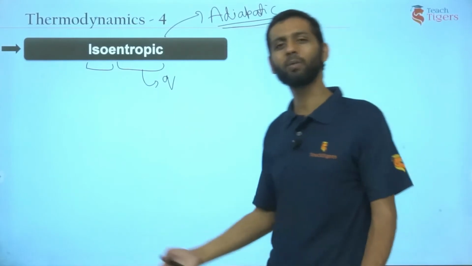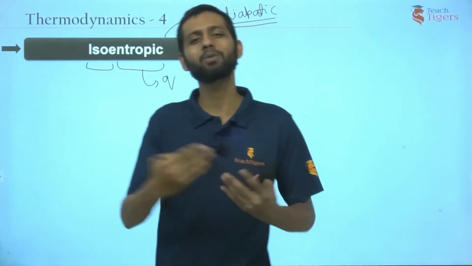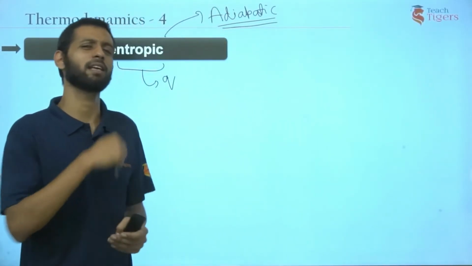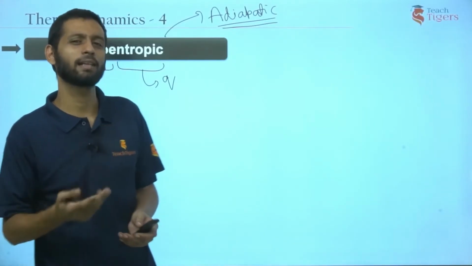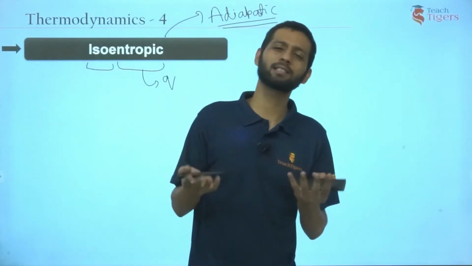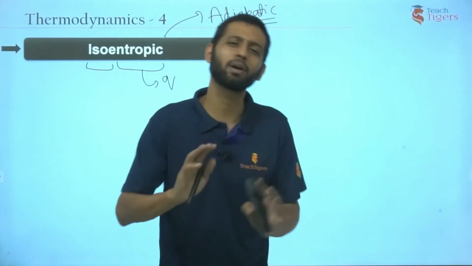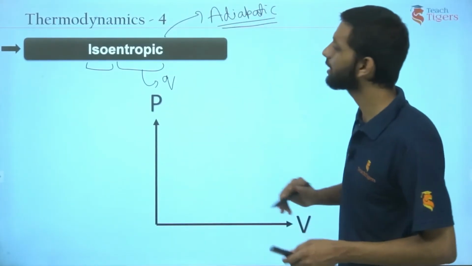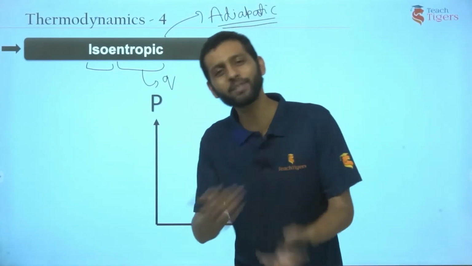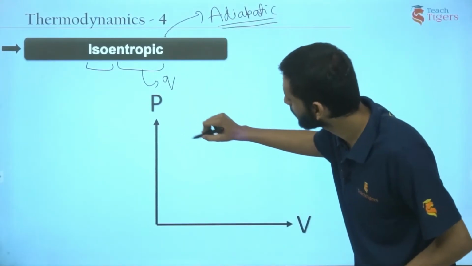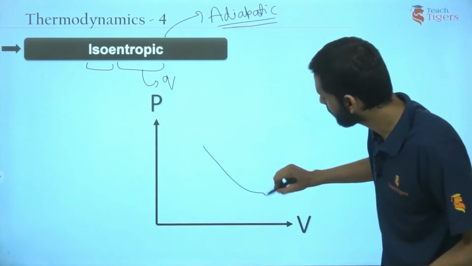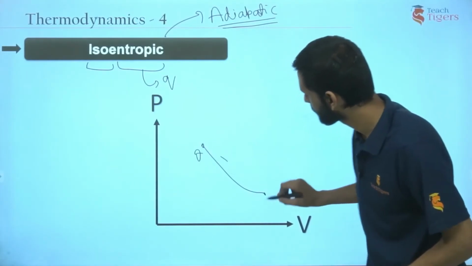And we already know what adiabatic walls do. They don't allow exchange of heat. And as a result, heat exchange is zero. You can call it adiabatic, you can call it isoentropic. You should remember both the names. On a PV graph, it looks very similar to an isothermal process. I can go like this, A and B.